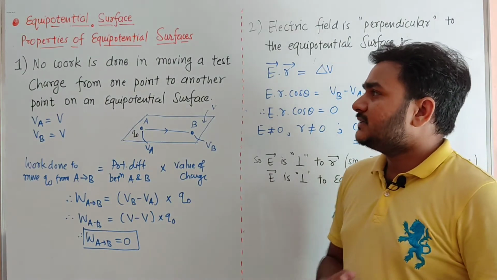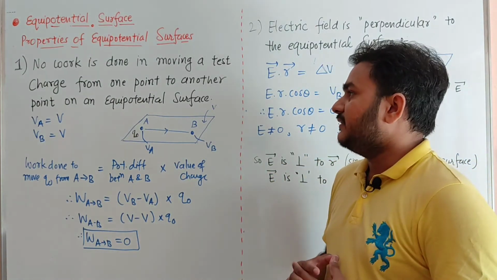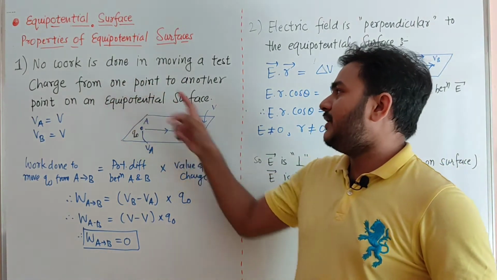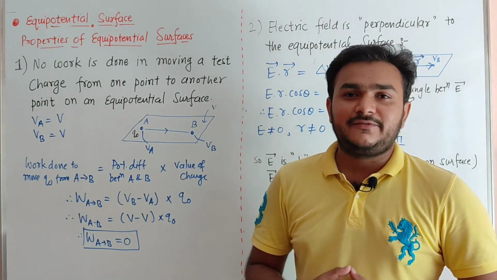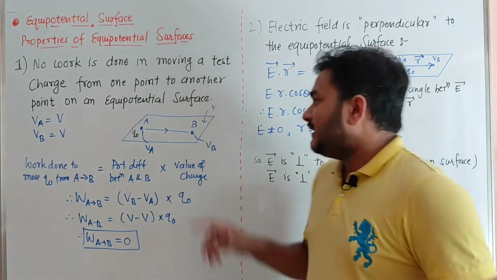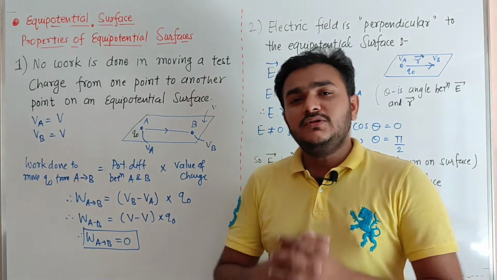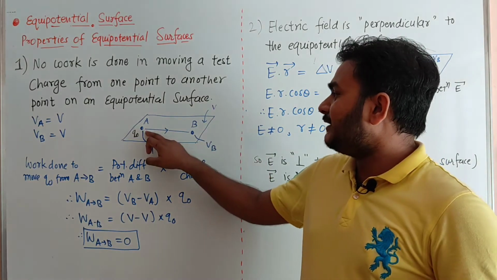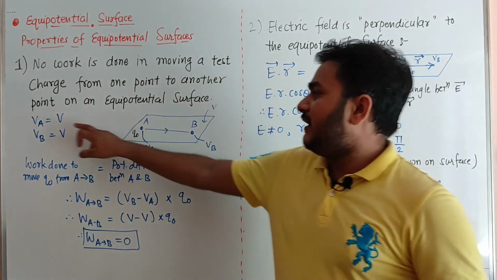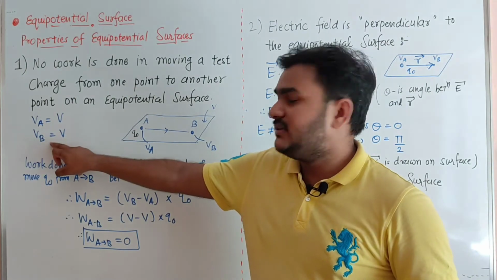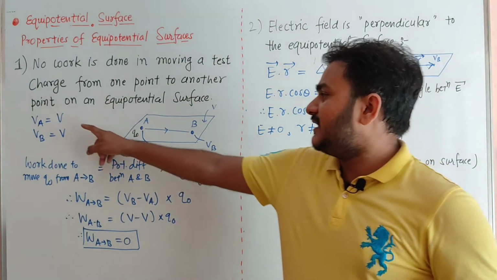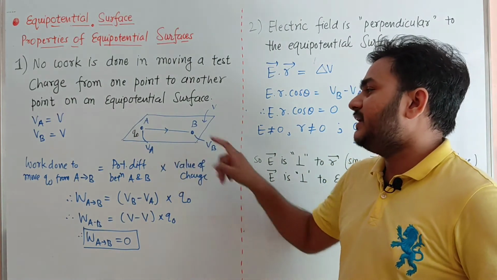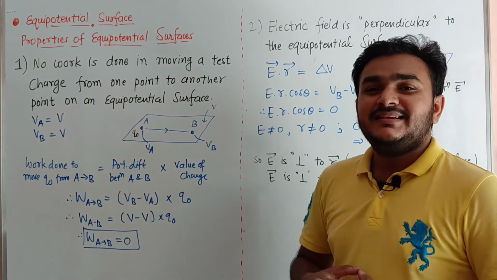Okay, now let us understand the properties of equipotential surfaces. The first property is that no work is done in moving a test charge from one point to another on an equipotential surface. In order to understand this property, consider an equipotential surface whose potential at every point on the surface is V. If I select two points A and B, then the potential at A and the potential at B will be equal; for our case it is V. Now I want to move a test charge Q0 from point A to point B over this equipotential surface.